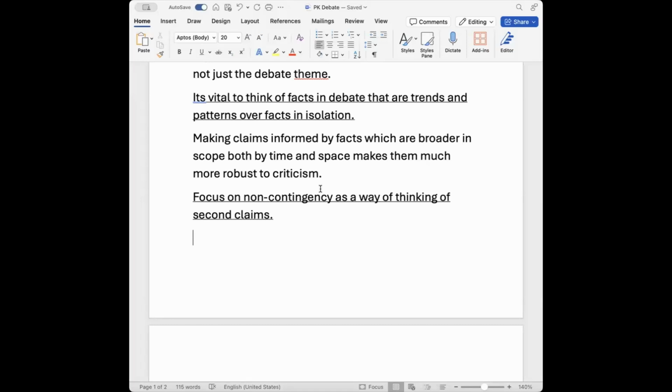And I'm like, nope, same thing. Claim Z, nope, same thing. And then you just keep going through it. And then you end up with claim XYZ, which is a very robust first claim. And then you finally have a second claim that's non-contingent.